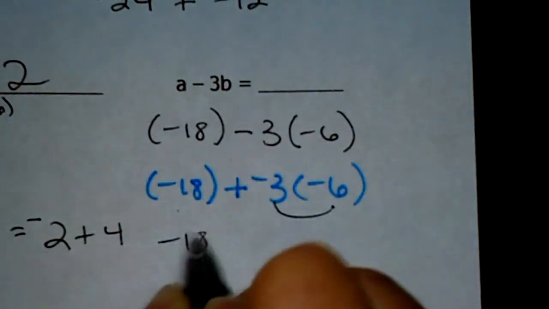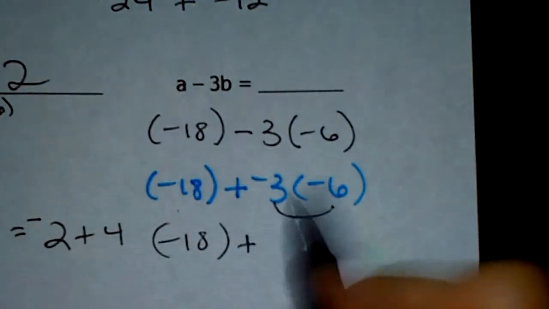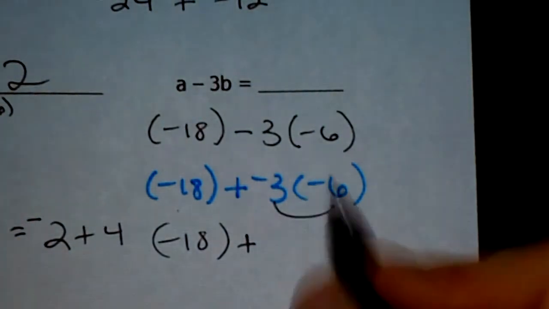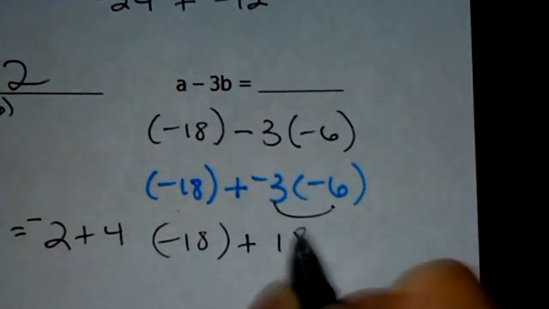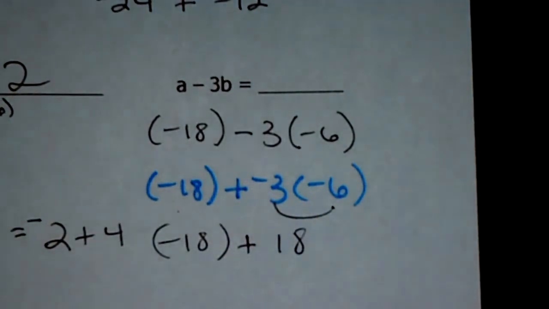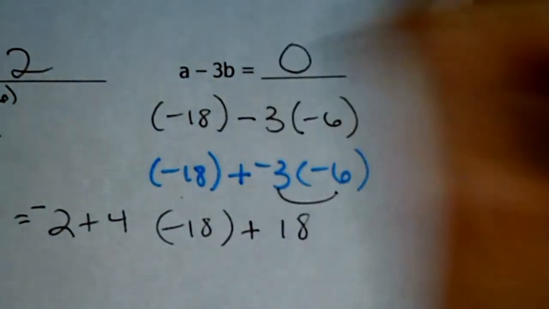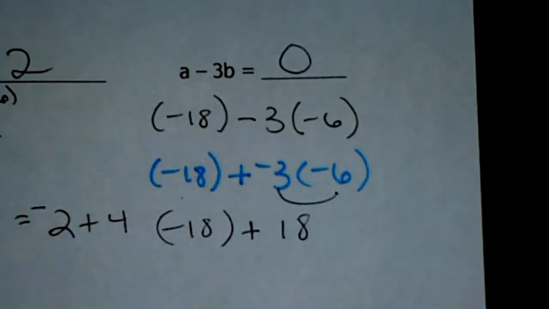So what's left here is a negative 18 plus the result of negative 3 times negative 6. Remember, same signs, positive, multiply normally. So we're left with another little additive inverse here. Negative 18 plus positive 18, yes, gives you 0. So we did all that for nothing. So sad.